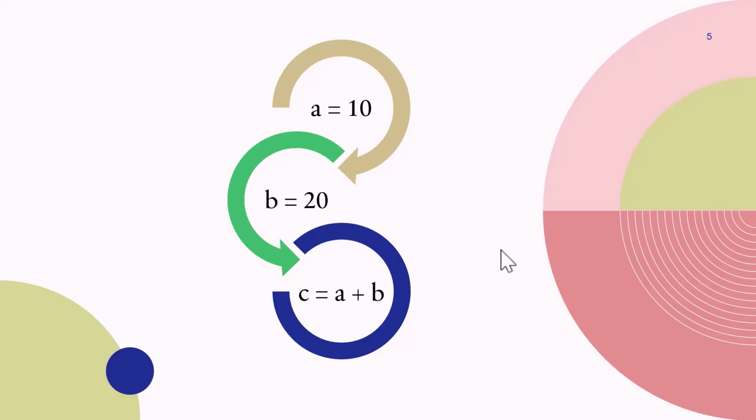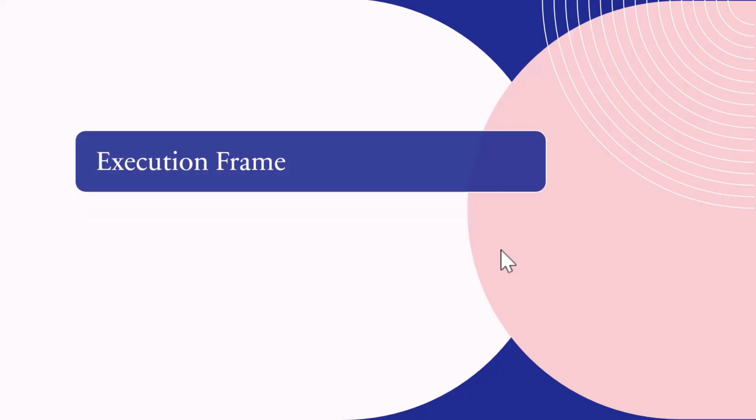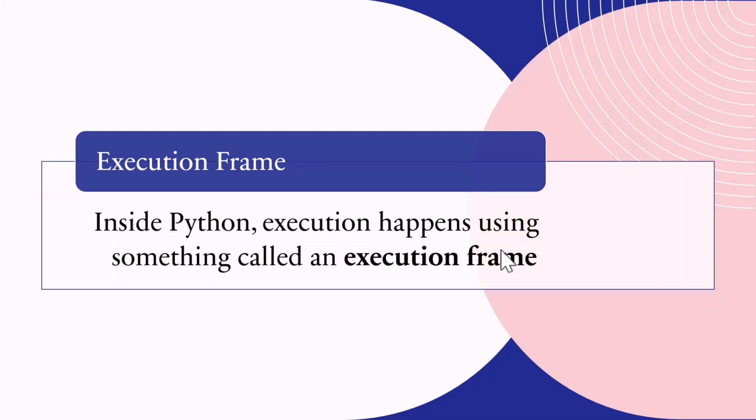Inside Python, the execution happens using something called execution frames. So what are these execution frames? Think of it as a container that keeps track of variables, function calls, and the current line of execution. Each time your code runs, Python creates a frame and executes instructions inside it.